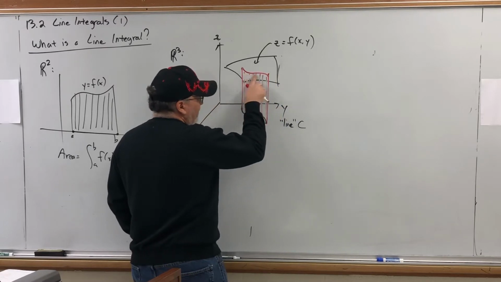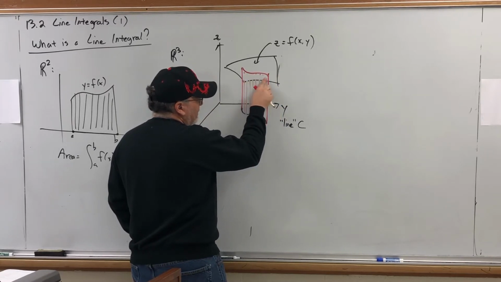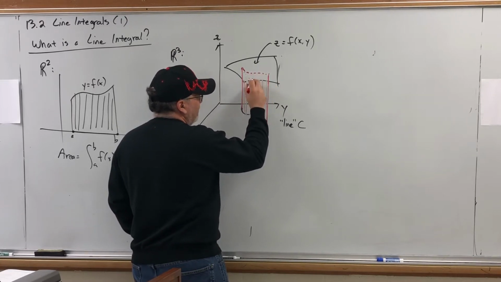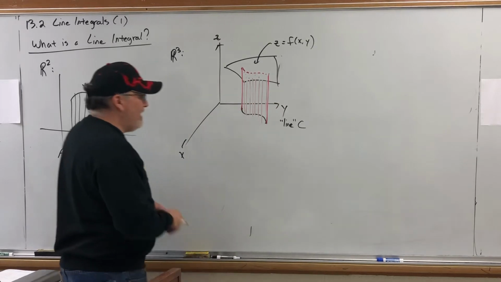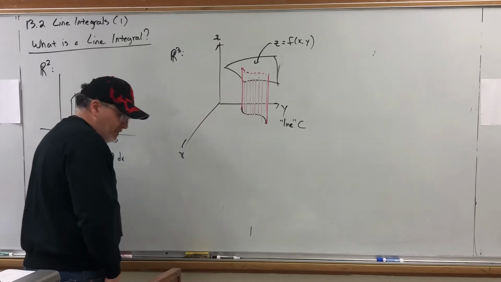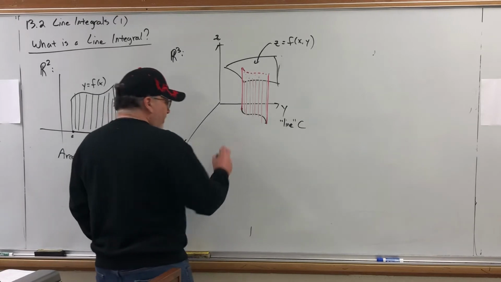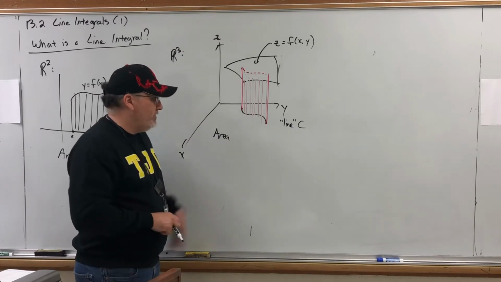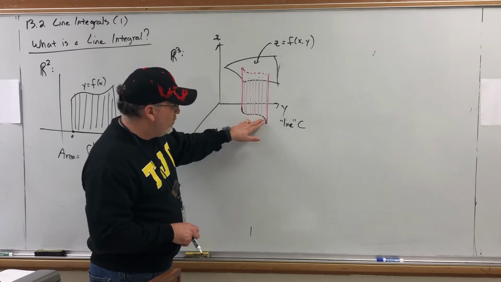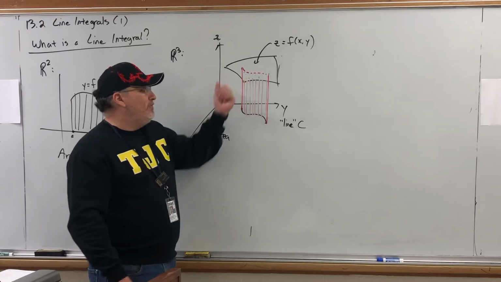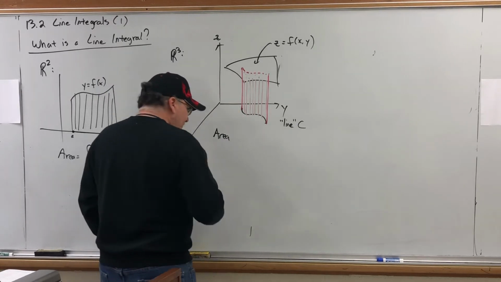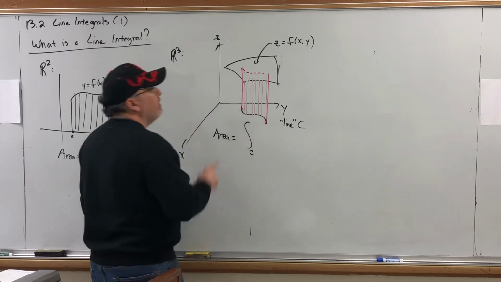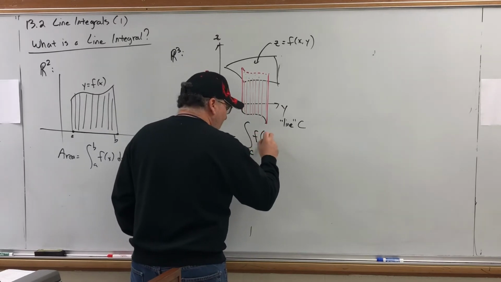Let me get rid of this part because it would be obscured by the surface. There we go. Make it dotted. So can we find the area of that? Well, the answer of course is yes, but how is another story. So we're going to define that area of this fence, if you will, that's raised above this curve or this line in the xy plane up to this surface. We're going to define that area as the integral over this curve C of that function f of x, y.